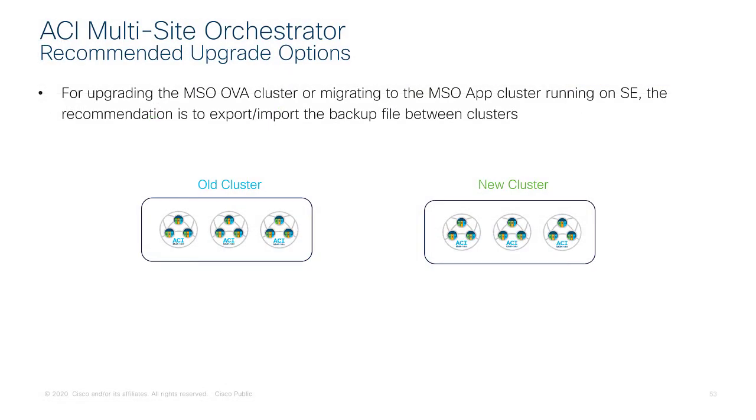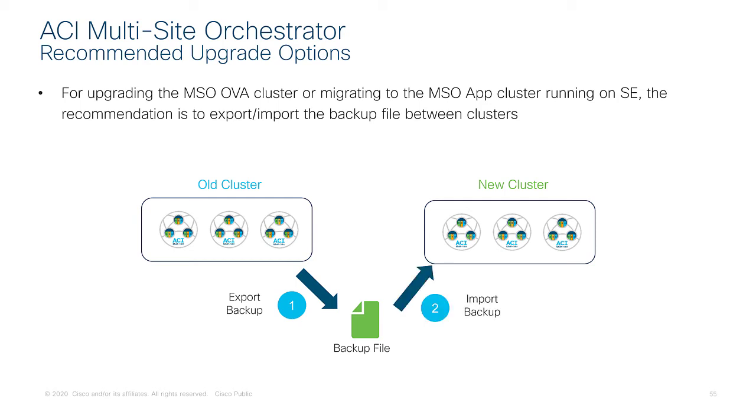So let's move on to backup and migration options. I have my old cluster with a fully working infrastructure config for the two sites that I showed you. I'm going to start by taking a backup file in the old cluster and saving that file off box. Then I'm going to take that file and import it into my brand new cluster.